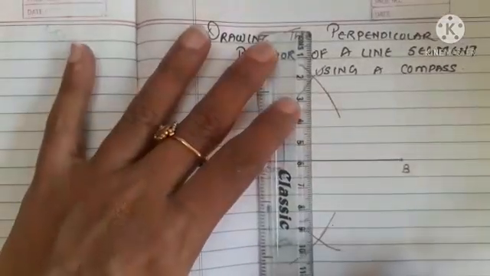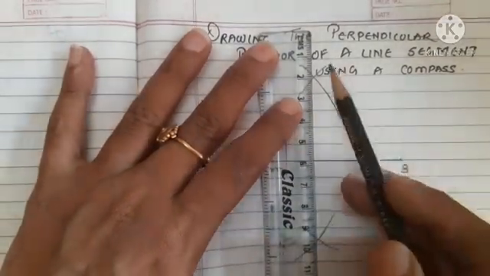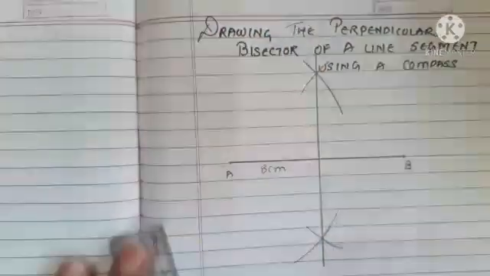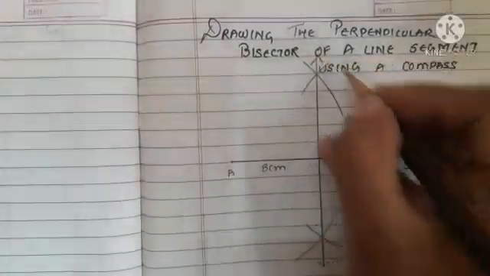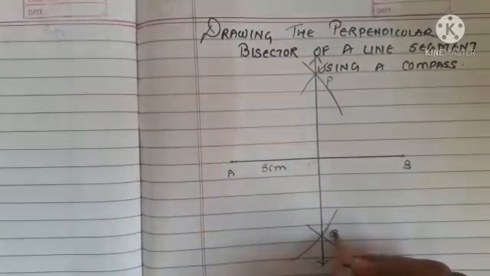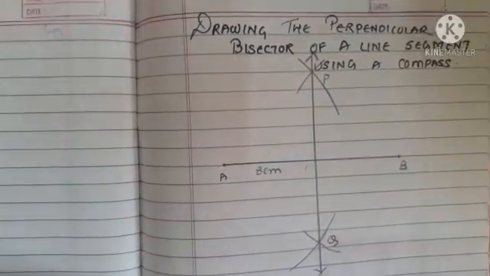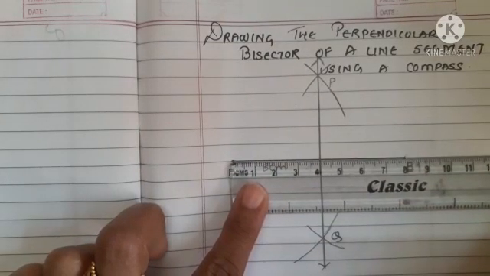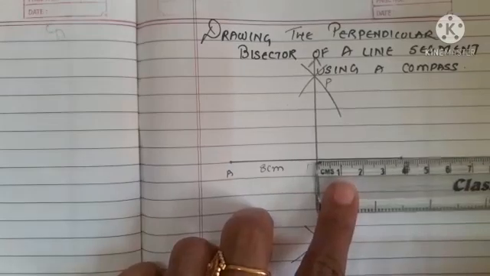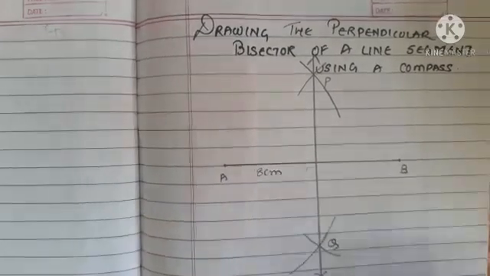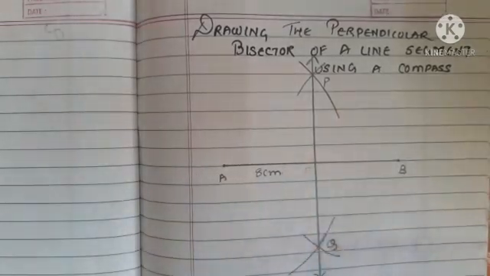Now we will draw a line passing through this intersection of the arcs. So here we got the line. Now we will name this line, say line PQ. Now let's verify by measuring. Now here see, it is 4 cm. And here again from this point it is 4 cm. So here we have drawn the perfect perpendicular bisector of segment AB.